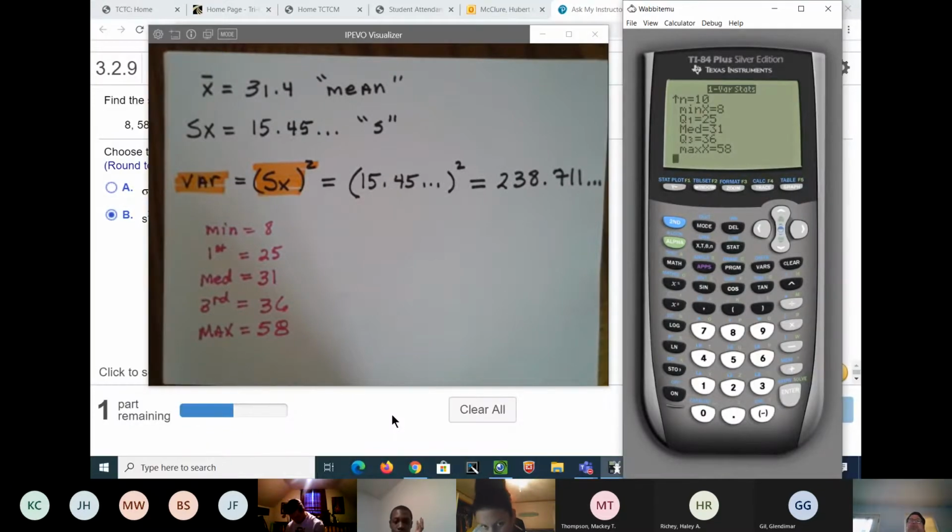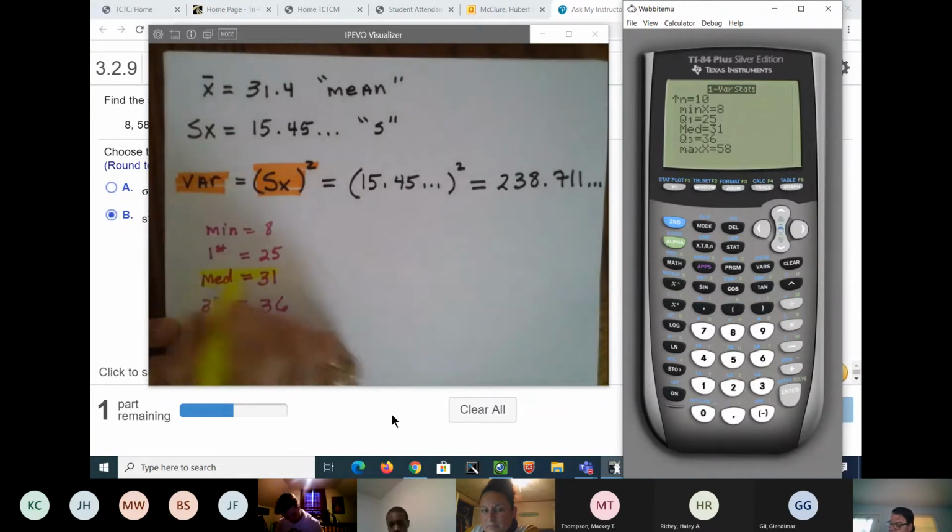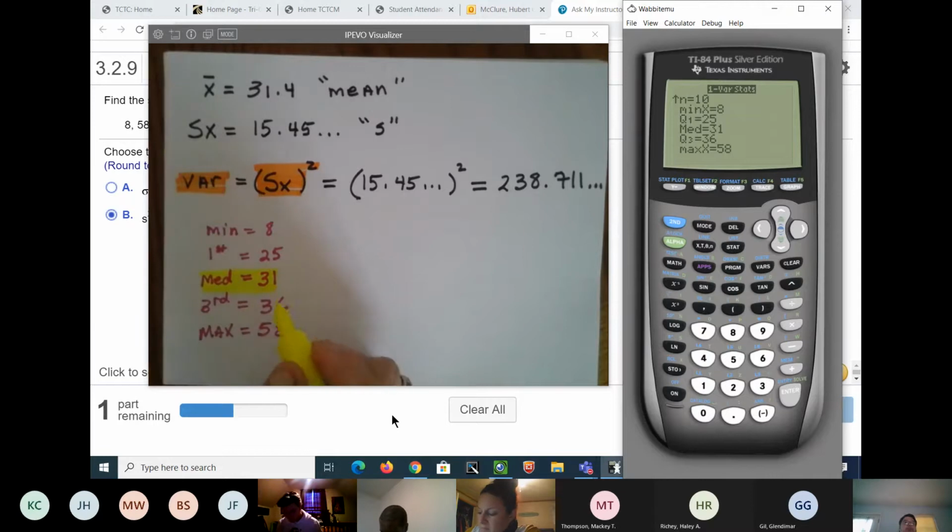So what have they given us in the 5-number summary that they didn't give us with the mean and the standard deviation? I'll give you a hint: it's in the middle. Median. I'm going to highlight that in yellow. Why do I highlight the median? Because that's something important that the calculator doesn't give you up here with all this other stuff.